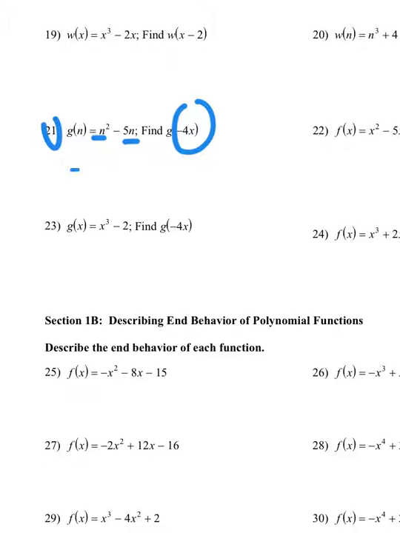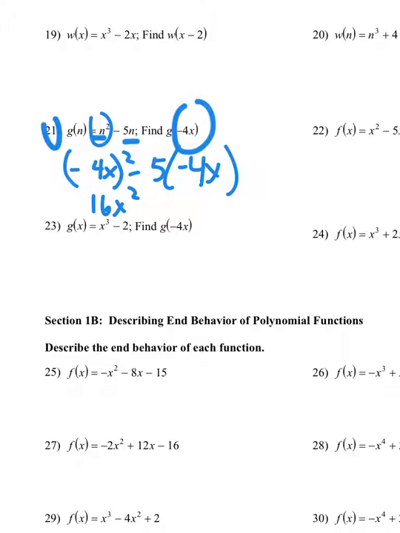So we're going to go negative 4x, and we have to square whatever that is. So we're going to square negative 4x, because that's what it says, n squared, minus 5 times negative 4x. So if I square negative 4x, I get 16x squared positive, minus negative 20x, which is plus 20x. And they are not like terms. So that is my answer.